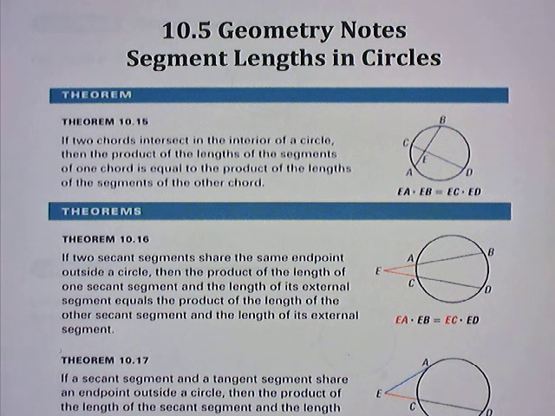This is Mrs. K showing you the way. 10.5, segment lengths in circles. There are basically three types that could happen.